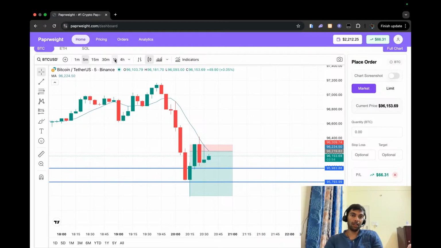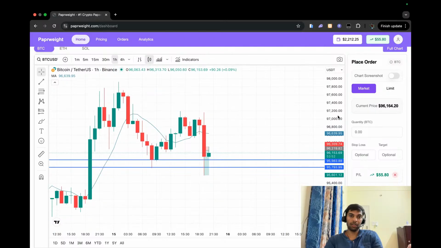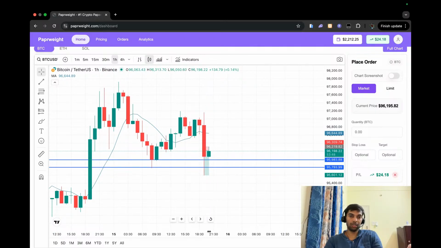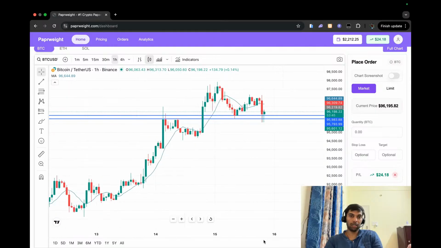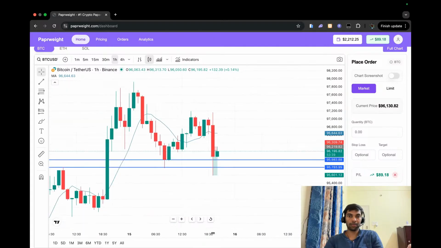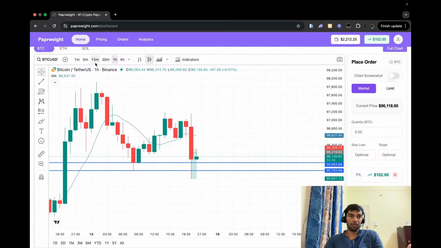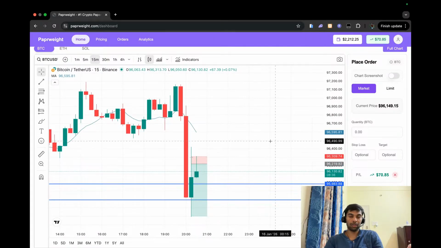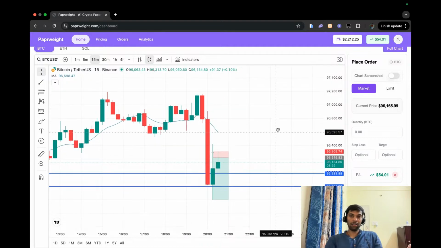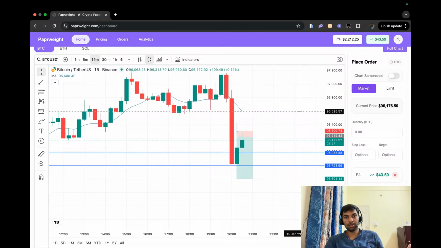What is happening, guys? Let me see. After seeing this candle, there should be a move in the downward direction, but as of now, the market is not interested in giving a move downward. This is the 15 minutes chart. See the strength of this red candle, and after that, this is happening, which is quite abnormal.